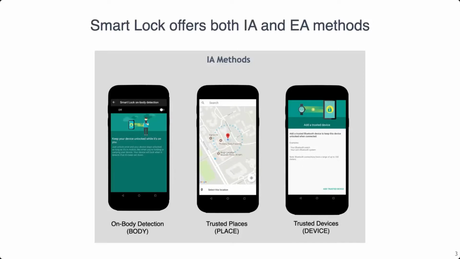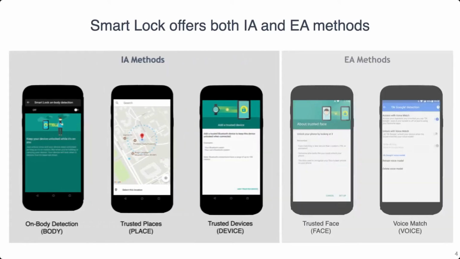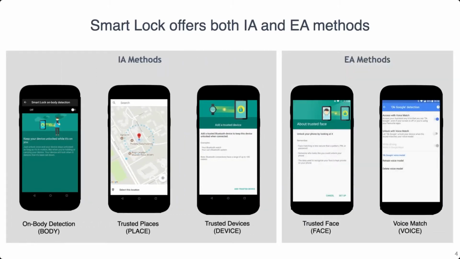This paper bridges this knowledge gap by reporting a study of Smart Lock for Android, or SL for short, which is currently the most widely deployed IA solution on smartphones. SL provides both IA and EA methods for unlocking phones. Its IA methods body, place, and device use body movements, location data, and Bluetooth respectively for authentication, while the EA methods face and voice explicitly ask the user for a face or voice scan.